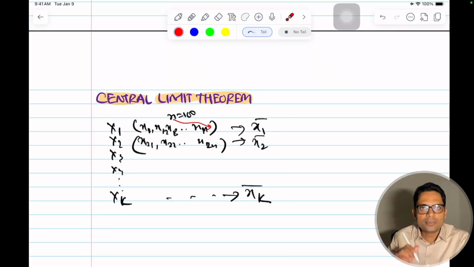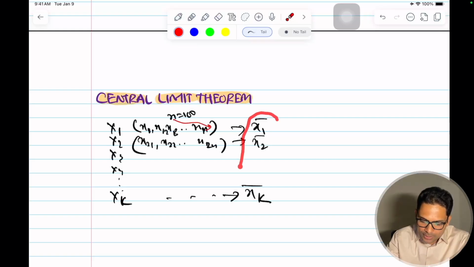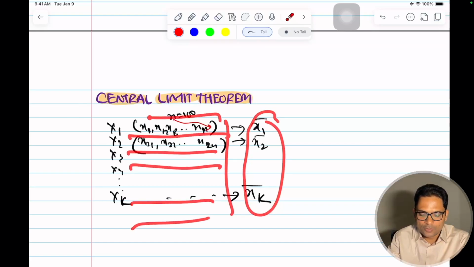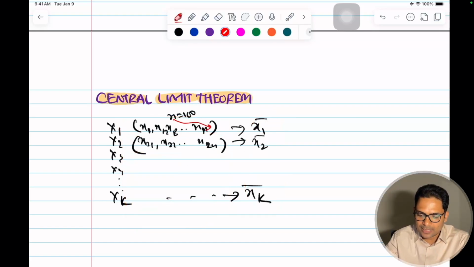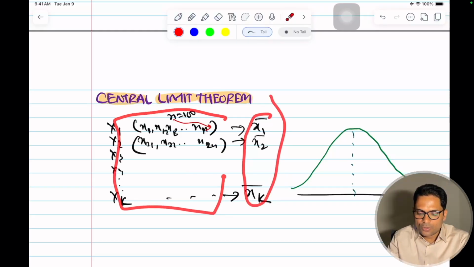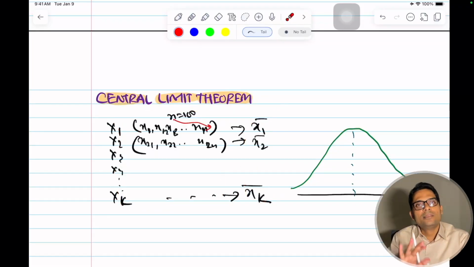And now the central limit theorem says that if I plot these means, whatever the distribution they are coming from, they will follow a Gaussian distribution. So these means will follow a Gaussian distribution. The PDF of this mean will be a Gaussian. This is what the central limit theorem says. I hope that is clear.